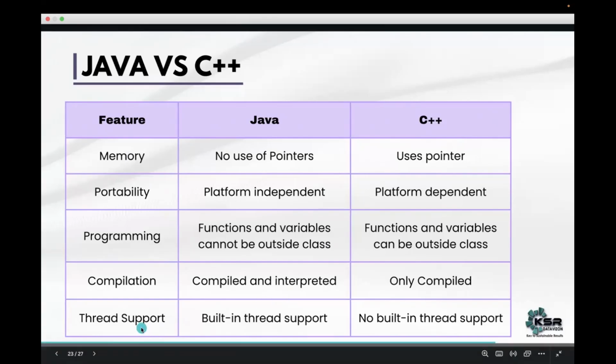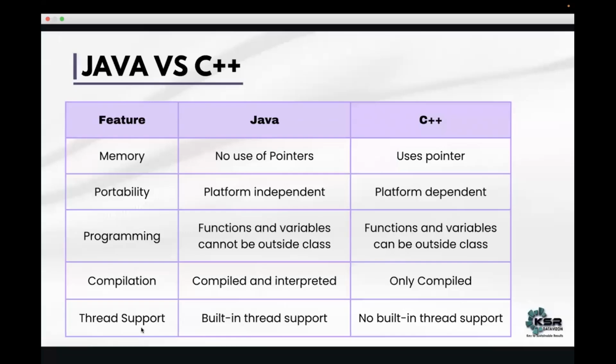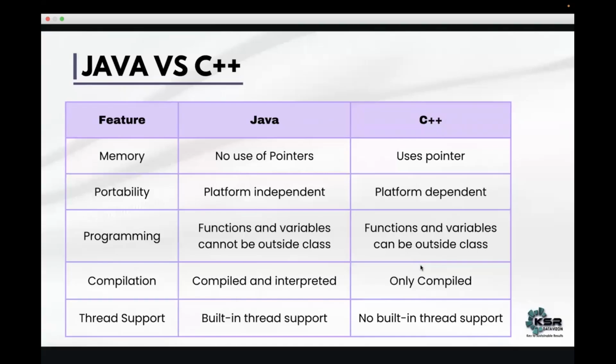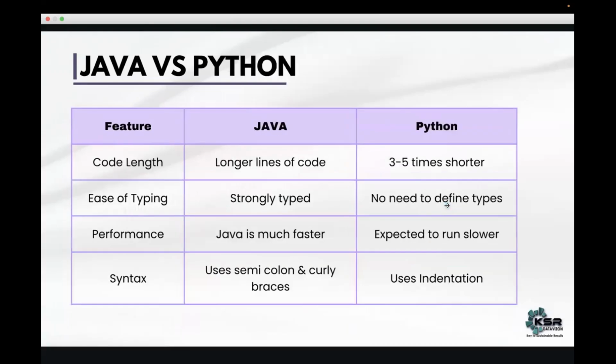Next is thread support. This is like multi-threading. You have threads in a computer, right? So Java has built-in thread support, but C++ doesn't. These are a few differences. You can find more if you are interested. Okay. Now let's move to the most important part people want to know: Java versus Python.